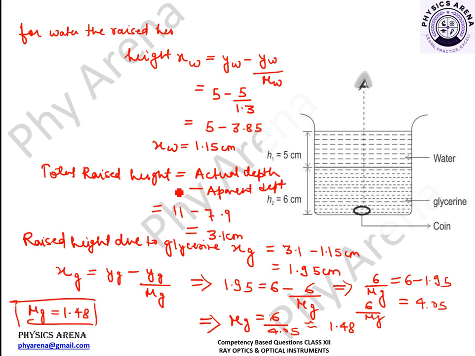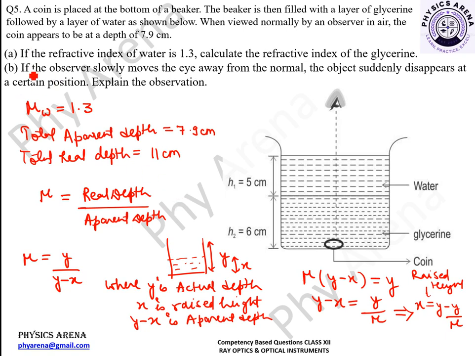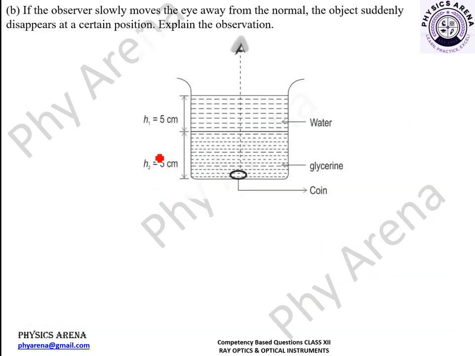Now let's take part B of this question as well. In part B, it says if the observer slowly moves the eye away from the normal, the object suddenly disappears at a certain position. Explain this observation. So if the observer is moving away from the normal slightly like this, what will happen?